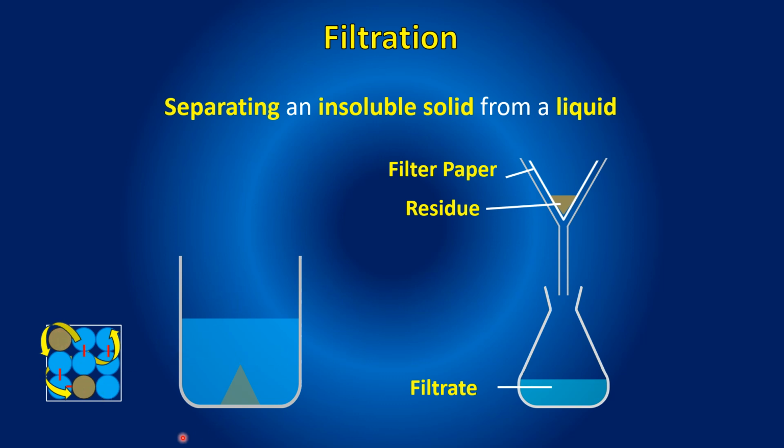When we pass it through the filtration, we use this filtration apparatus. We have a flask, a filter funnel and filter paper. The filter paper will trap the solid particles but allow the liquid particles to flow through. The solid particles that we trap are called the residue, and the liquid particles that drip through are called the filtrate. So that's how we separate them.